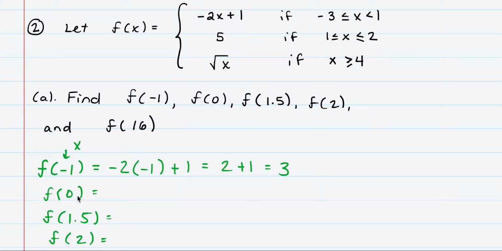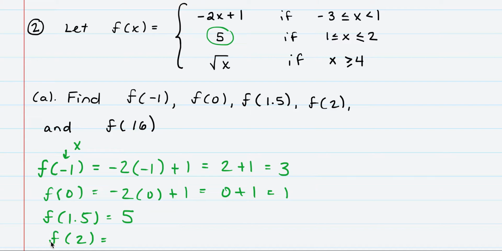Now let's try f of 0. Again, we look on this side and see where we can be 0. Well, 0 is between negative 3 and 1, so we're going to plug it into this one as well. So negative 2 times 0 plus 1 is 0 plus 1, which is 1. How about 1.5? Well, 1.5 is between 1 and 2, so we're going to go with this equation. Notice there's no x's here, we just have a 5. So that means that this function is going to be equal to 5 for anything between 1 and 2. So when we plug in 1.5, we're going to get 5.